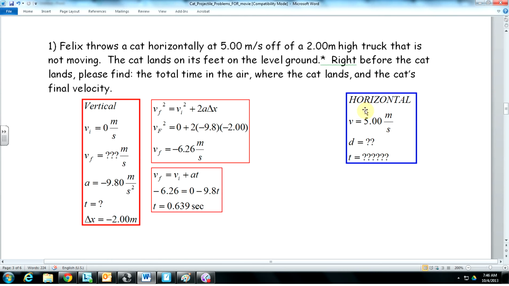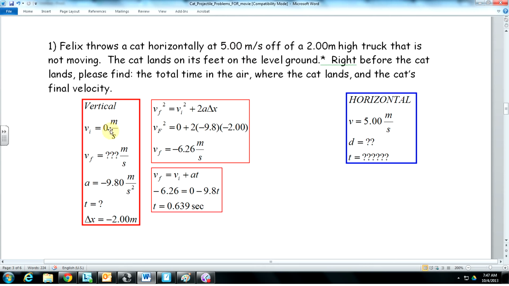If I tried to solve the horizontal part, I'd notice that all I know is the 5 meters per second horizontally. I don't know how far horizontally it's going to go, and I don't know the time that it's going to be in the air, so I'm stuck and I can't solve the horizontal. When we look at the vertical plane, however, we have enough information because vertically the initial velocity is 0. And please realize that even though the cat has 5 meters per second velocity at the beginning, that's all horizontal.